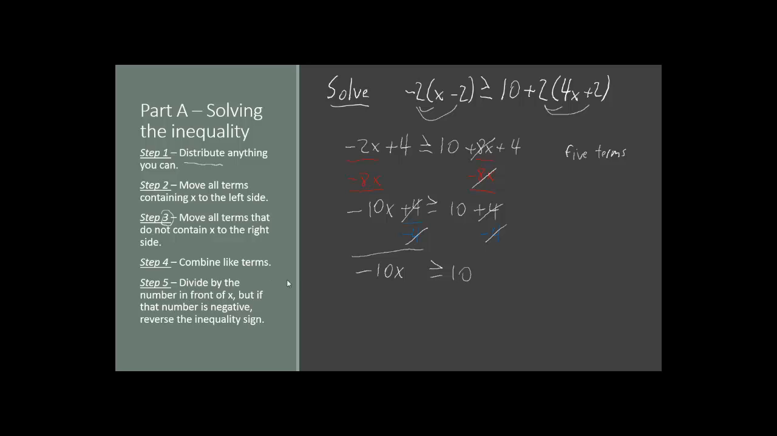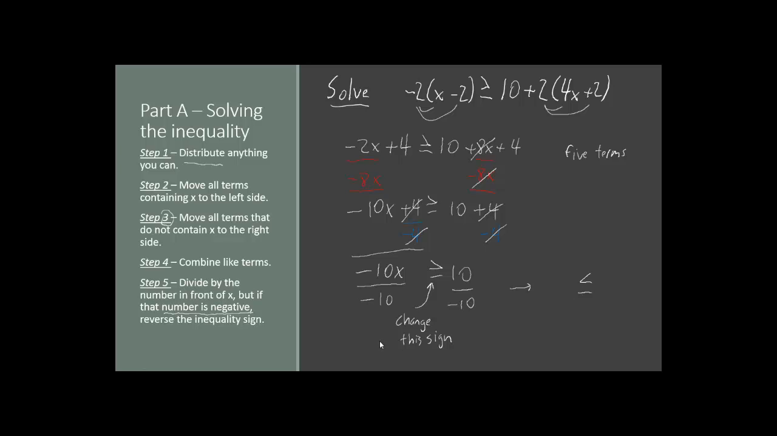Now we divide by the number that's in front of x. Divide both sides by negative 10. Now this is a little different from what you're used to because the number that we're dividing by is negative. And in an inequality problem, that means you have to change the inequality sign. So it will no longer be greater than or equal to. Since we divided by a negative, it changes to less than or equal to.